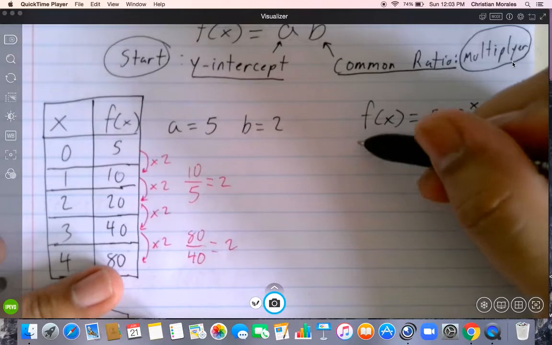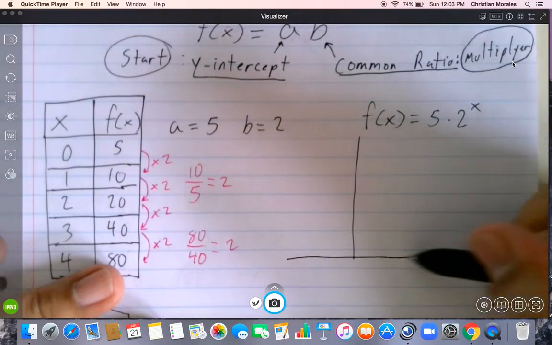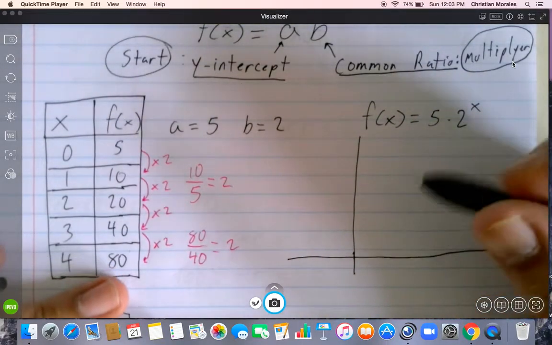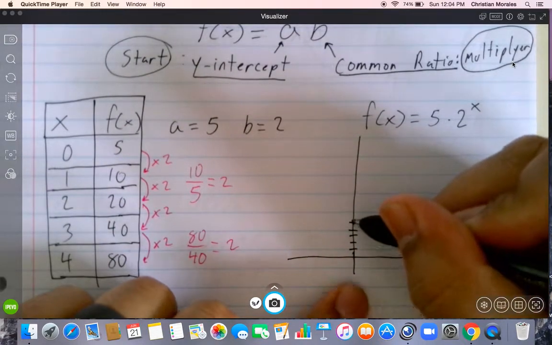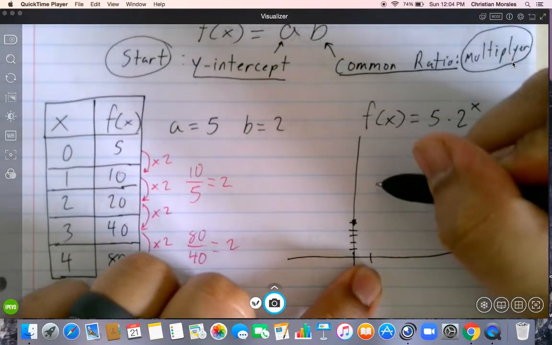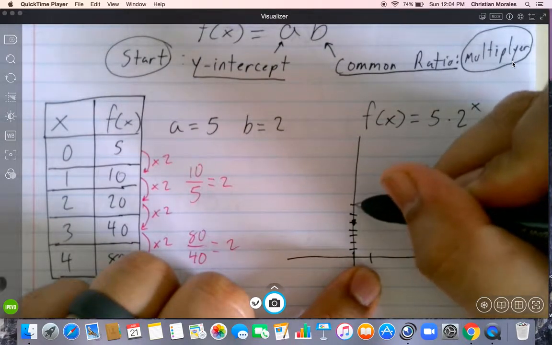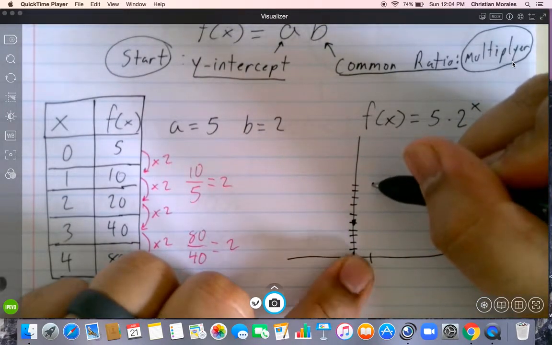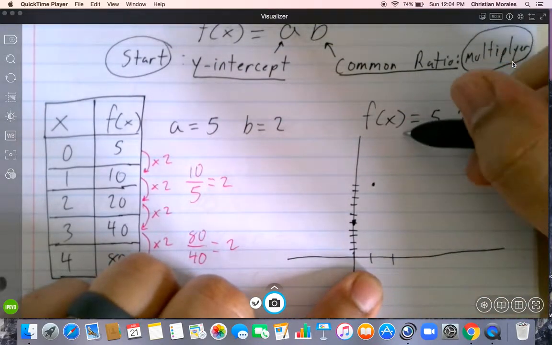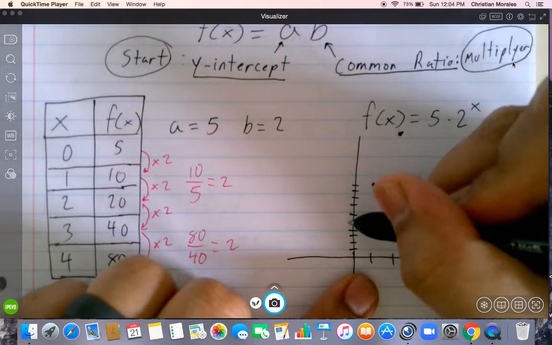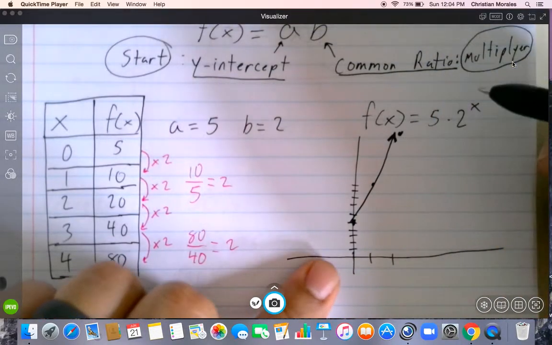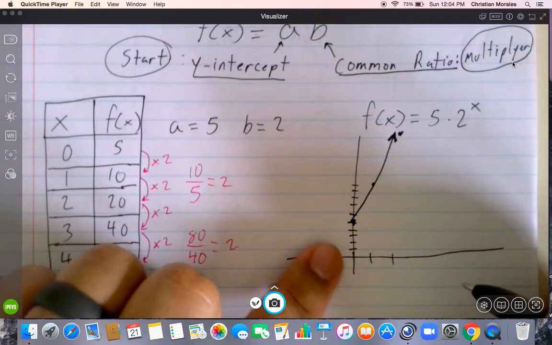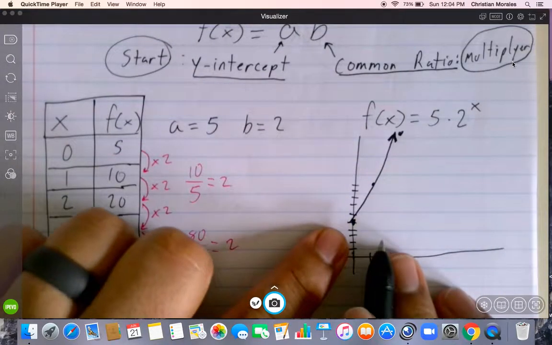Now, if you graph this, okay, you would start at 5. 1, 2, 3, 4, 5. Right? The next one would be at 10. So you 6, 7, 8, 9, 10. The next one would be at 20, so somewhere up here, right? And what it does is it curves. It should curve going up, like that.